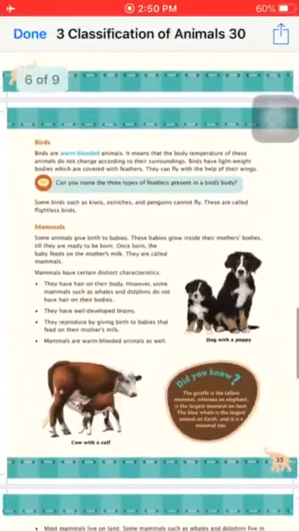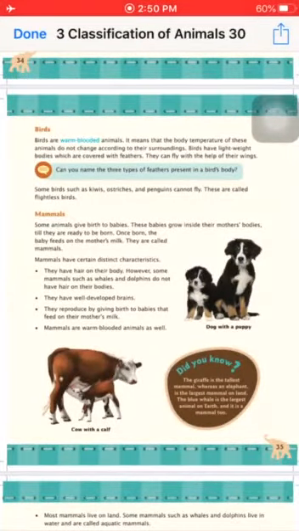Next we talk about birds. Birds are warm-blooded animals, which means they regulate their body temperature according to their surroundings. Birds have lightweight bodies and their bones are hollow from inside, which helps them to fly.